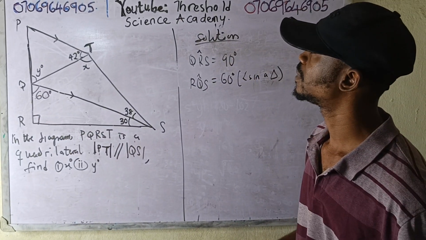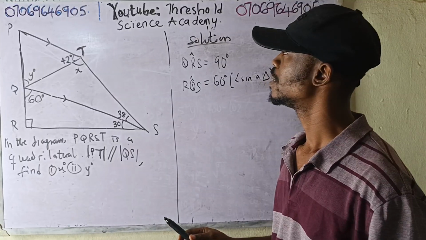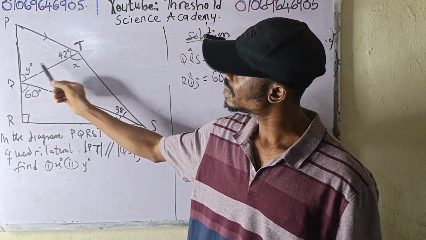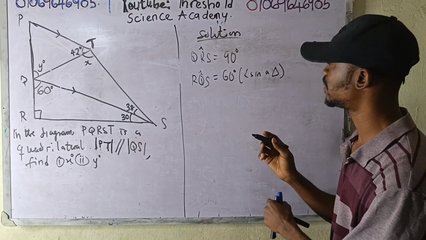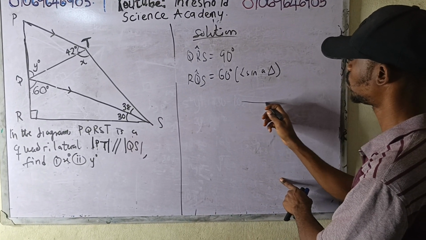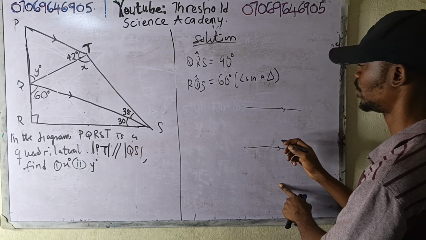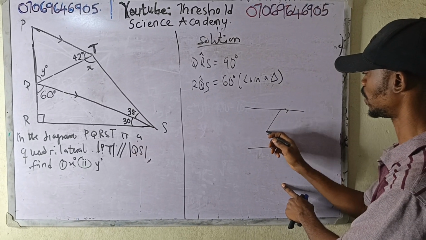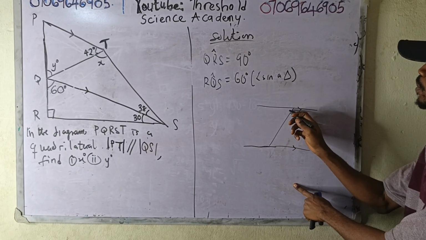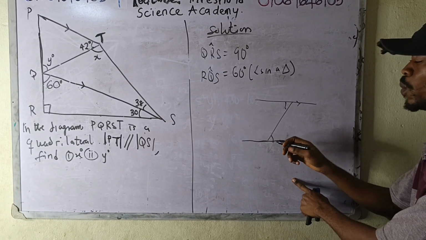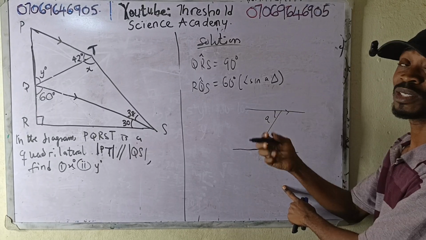Another thing we should know is that since PT is parallel to QS, and then there's this line QT that's more like a transversal. In primary 5, your math teacher taught you that if you have two parallel lines like this, and then there's a transversal that goes from one to the other, some special angles are going to be created. One of which is going to be what? Alternate angles, which are equal. So this is A, this is going to be A.